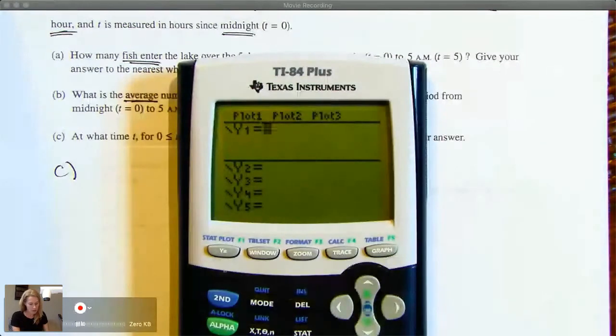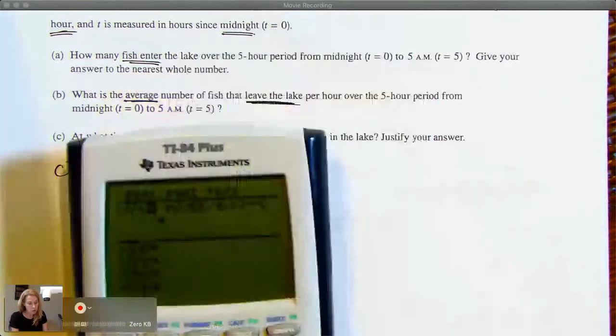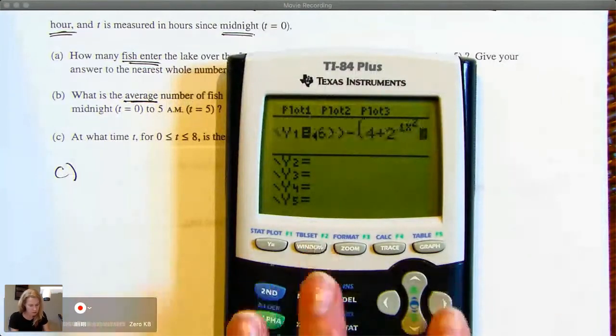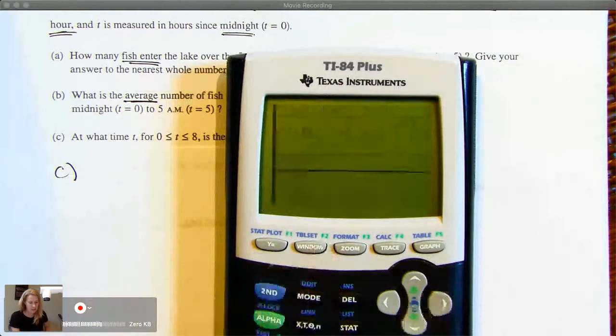So I'm going to go ahead and type that in. I'm going to type 20 plus 15 times the sine of pi x over 6. Close that parentheses, close it again, and then I'm going to subtract from that the L function, which was 4 plus 2 to the 0.1 x squared power, t squared technically. And let's take a look at the graph of that guy.